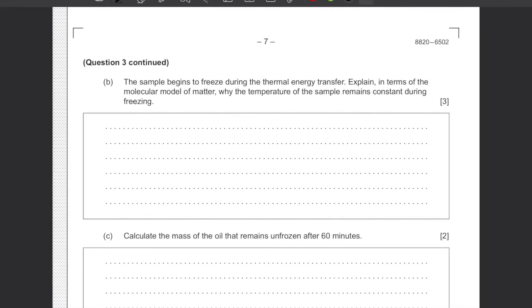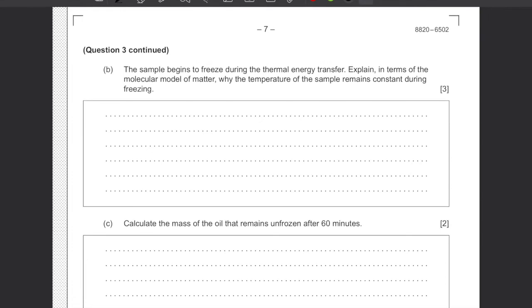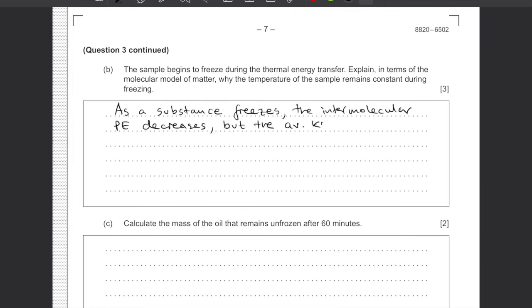So yeah, very important. Okay, so here we have to explain in terms of the molecular model of matter why the temperature remains constant during the freezing. Okay, well, we have to know that when a substance undergoes a phase change, then the intermolecular potential energy changes, but the average kinetic energy of the particles doesn't change. So as a substance freezes, the intermolecular potential energy decreases, removing potential energy, but the average kinetic energy per particle remains constant.